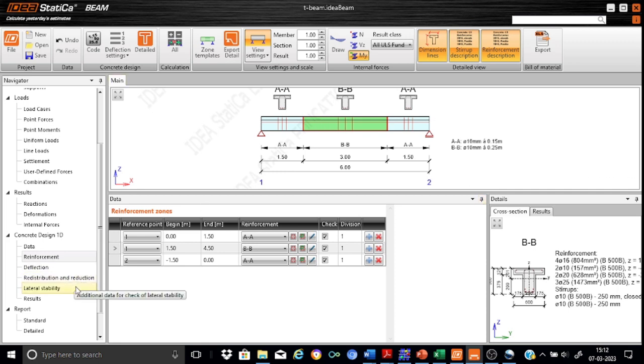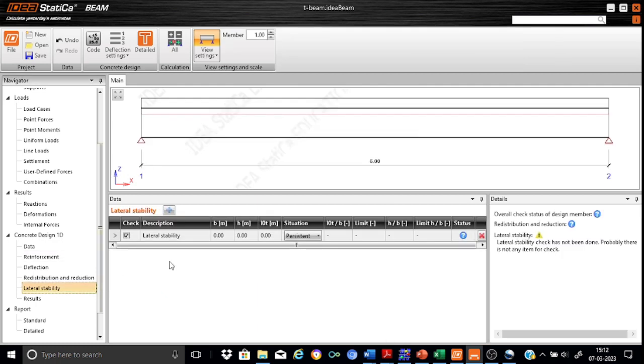Now, coming to the lateral stability, here you can feed B. What is B? Let us see. It is the width of the compression flange. We know that the width of the compression flange for this problem is 0.6. Okay. So what is H? Let's see what this H is. It is the total depth of the beam. Okay, total depth of the beam.